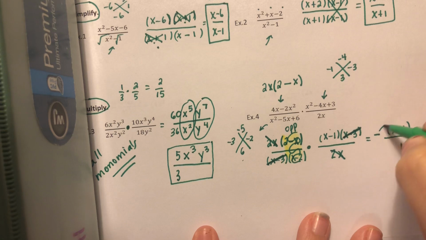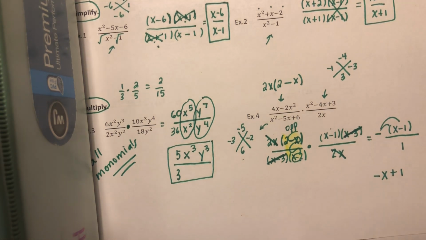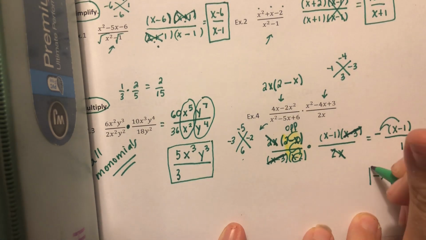And then to simplify this, I would just distribute that negative. So we get negative x plus 1.